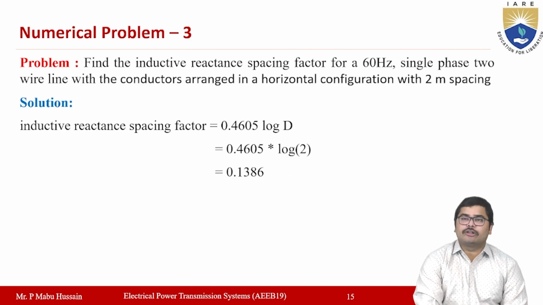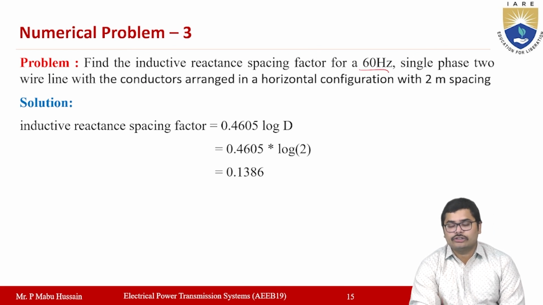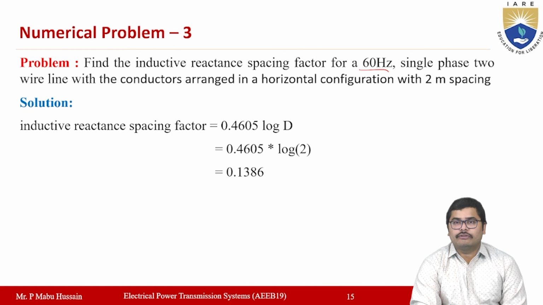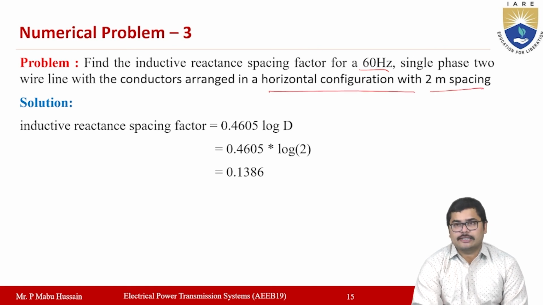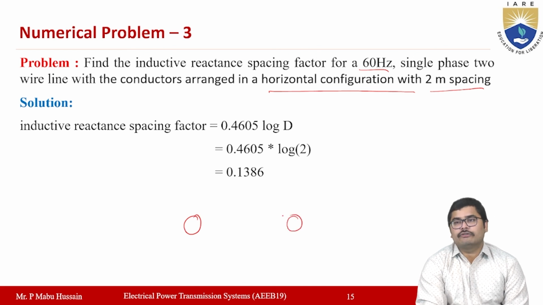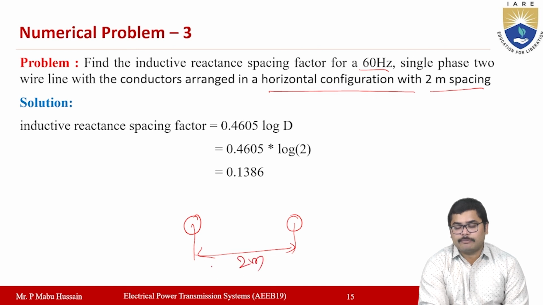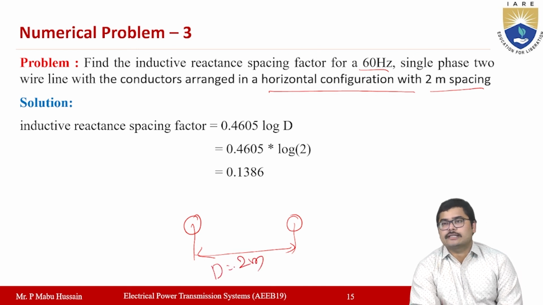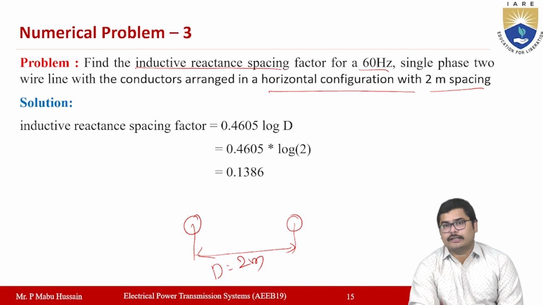So let us see another problem here. Find the inductive reactance spacing factor for a 60 Hz single phase 2-wire line with the conductors arranged in a horizontal configuration with 2 meter spacing. Here you have a single phase line with 2 conductors, and the spacing between the 2 conductors is given to be 2 meters. That means capital D is equal to 2 meters here. Then you need to find the inductive reactance spacing factor.